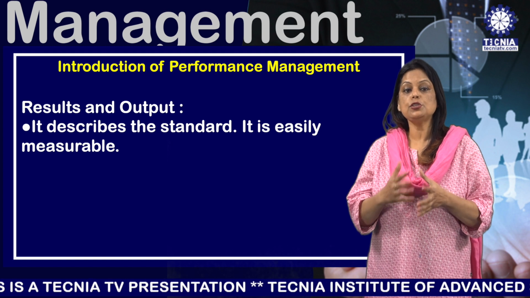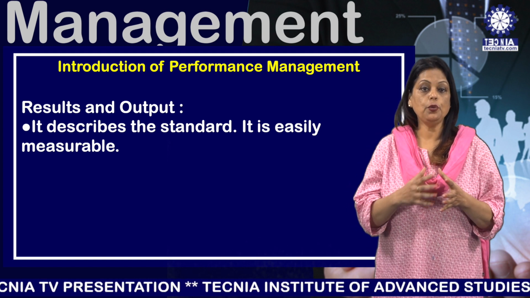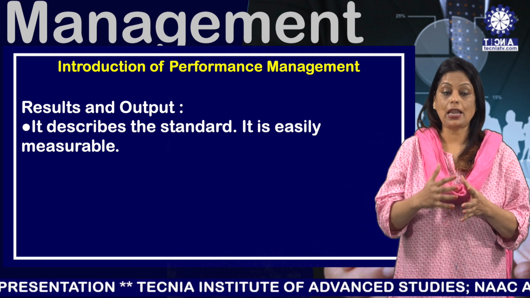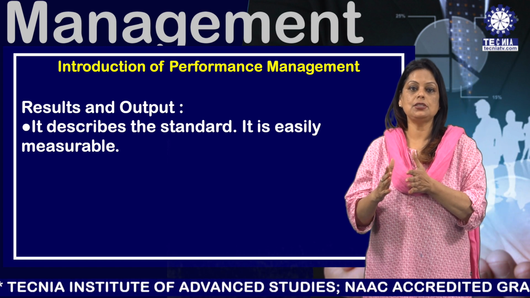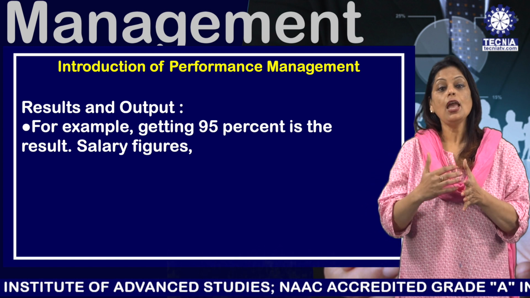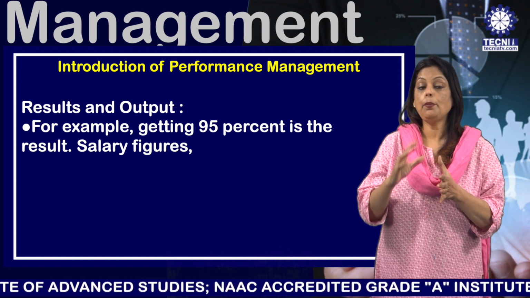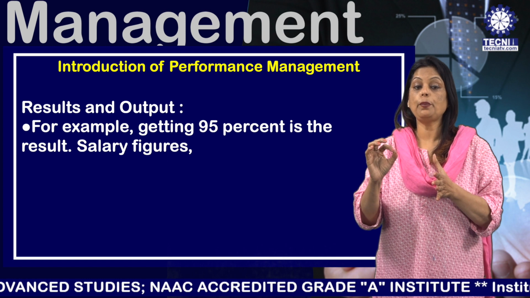Second is that it also describes the standard. The result also describes your standard, which is measurable. You are getting 97 percent. This is measurable. So I think my topic is clear about how we talk about the result.